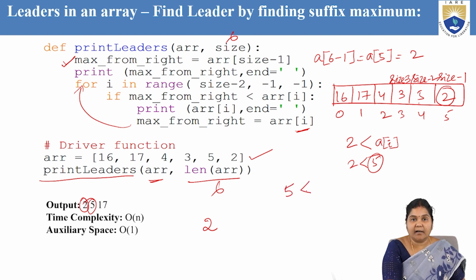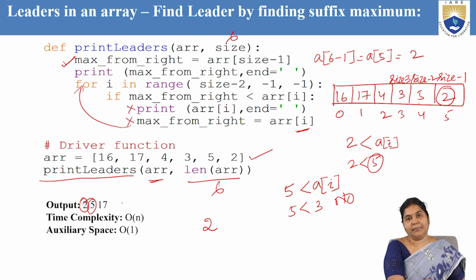Is it less than A of I? A of I is how much? A of I is our 3. So is 5 less than 3? No. So if it is no, then we are not going to print it and we are not going to change our max from right.